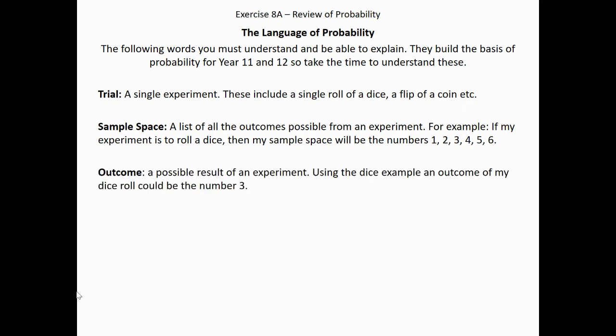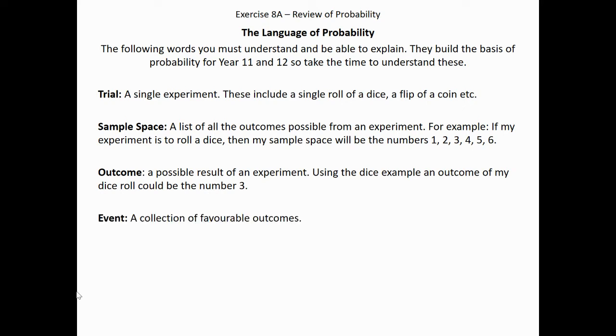Now, outcome is the result of an experiment. So it's like the result of one trial. So say we roll a die, a possible outcome could be getting a 3. If we flip a coin, possible outcome could be a head. So it's like the answer to your experiment. So trial is rolling the die, and outcome is rolling a 6.